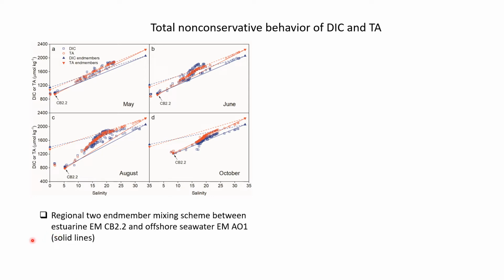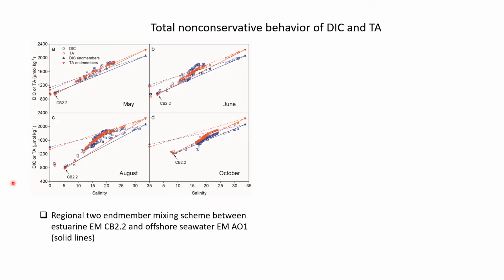Then we try to figure out the linkages between the carbonate system and the seasonal mismatch of DO and pH in the Chesapeake Bay. This figure shows the concentration of DIC and TA against the salinity, and DIC and TA increased as salinity increased, but the pattern is not linear to salinity. That means some biogeochemical processes have changed the DIC and TA.